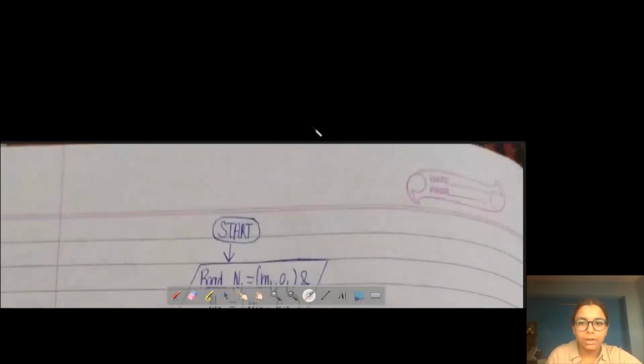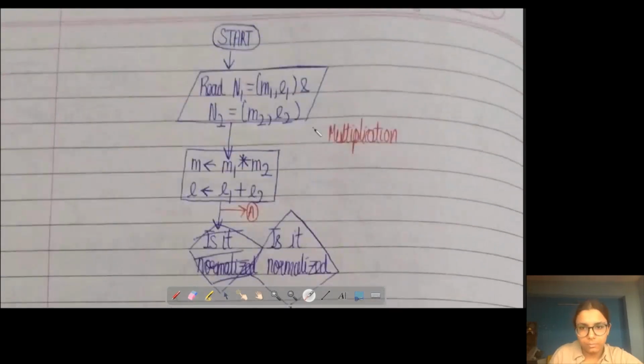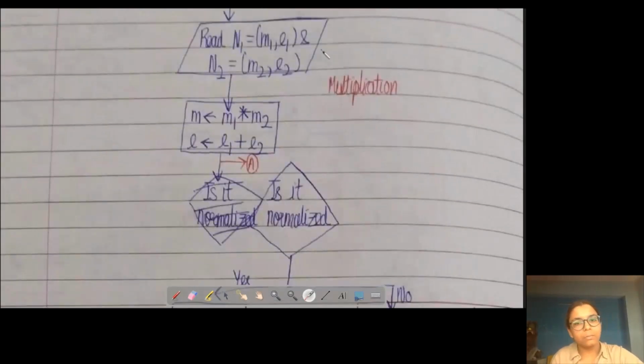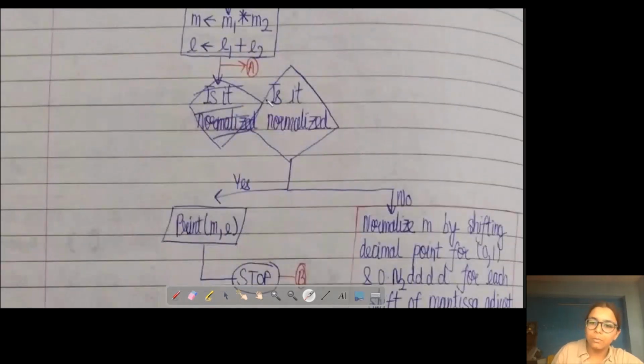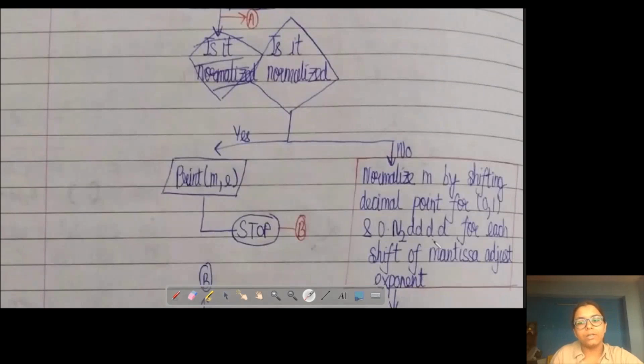Again, if it is the division part of the question, we would start with it. We would take the numbers and divide the mantissas and subtract the exponent part. Again, if it is not normalized, we would normalize it by shifting the decimal point of the mantissa part and adjusting the exponent.